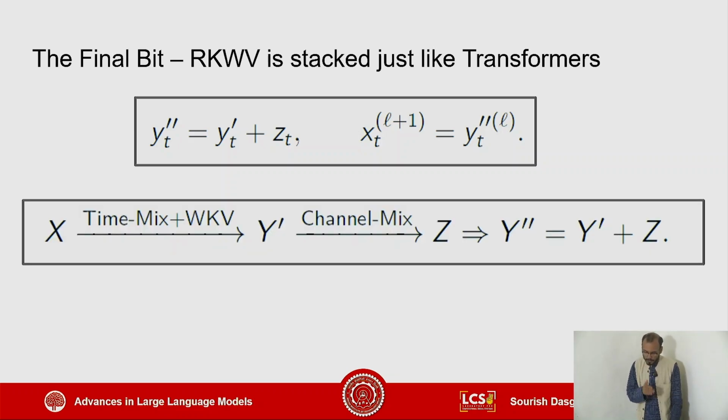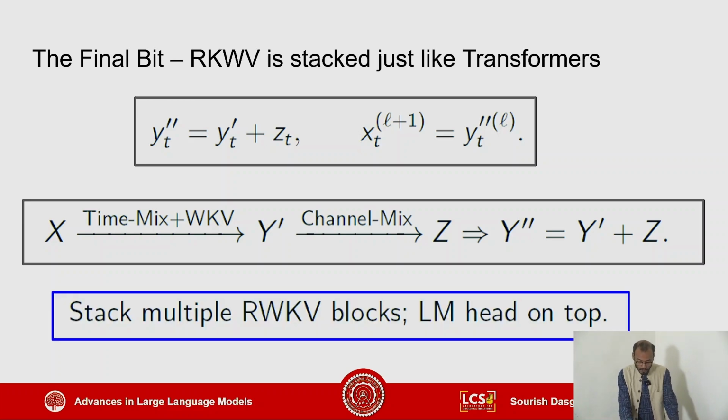So from X you do time mix. After time mixing you do the WKV operation, you get y prime, you then do channel mixing, which is the analogy to the FFN in between, and you get Z. From Z you add the residual back, so there are two residuals, just like transformers. You get y prime prime, which is basically the residualized version of z. So stack multiple RWKV blocks and then an LM head on top.